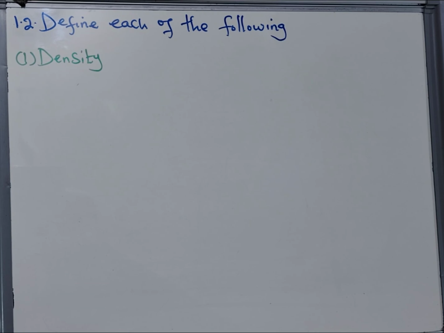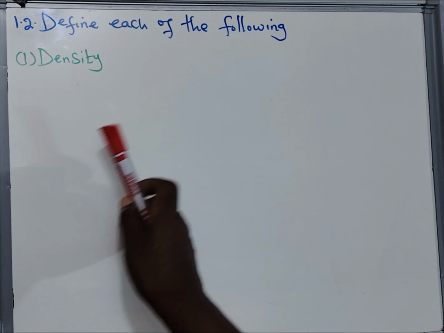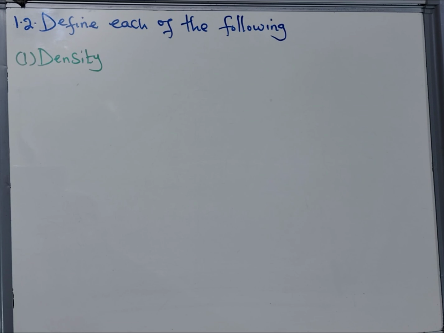So then comes this one. It says, define each of the following. The first one is density. How do we define density of a substance? Density of a substance is the mass per unit volume of the substance. It simply means the amount of matter packed in a given space.